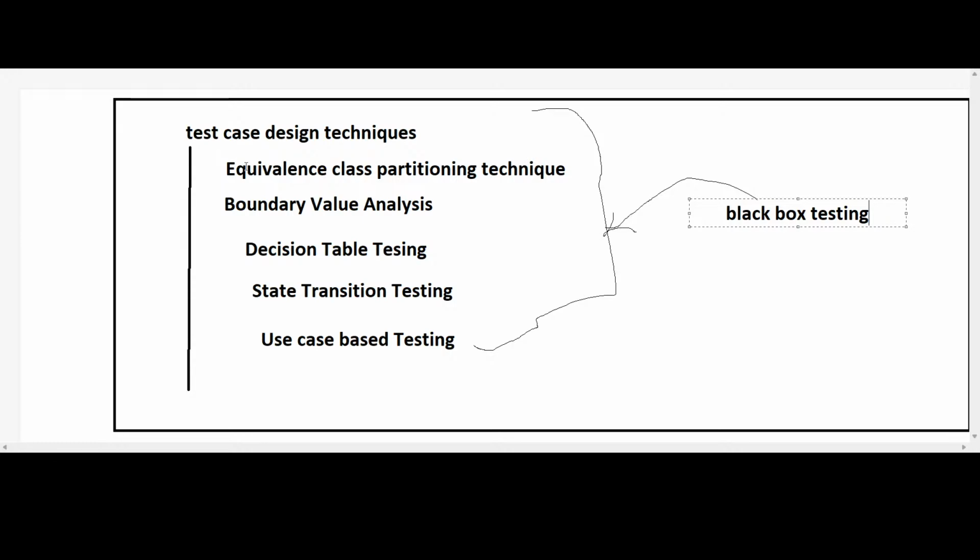So to avoid exhaustive testing, to make sure we get 100% requirement coverage area, to get a good count of defects, and also to minimize the count of test cases, these are the different test case design techniques introduced in black box testing. The first is equivalence class partitioning, the second is boundary value analysis, the third is decision table, the fourth is state transition testing, and the fifth is use case based testing.